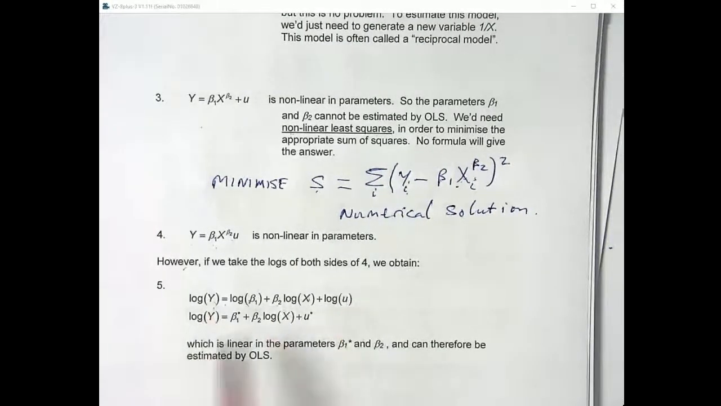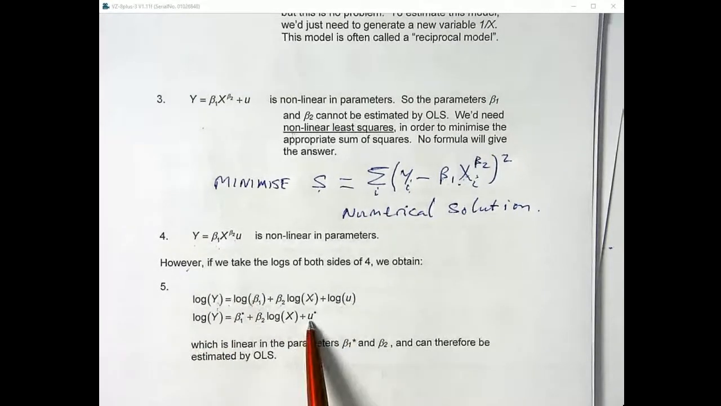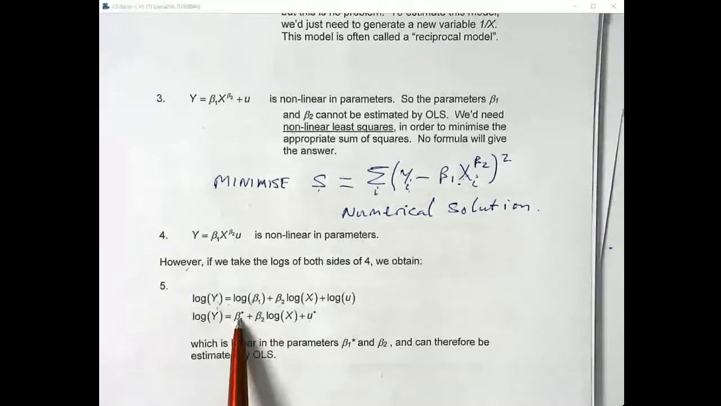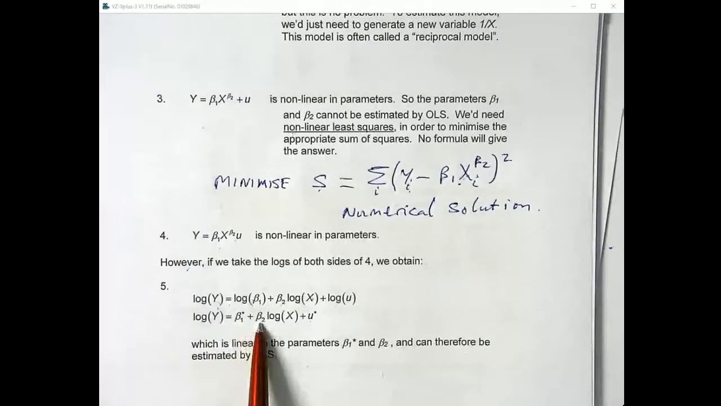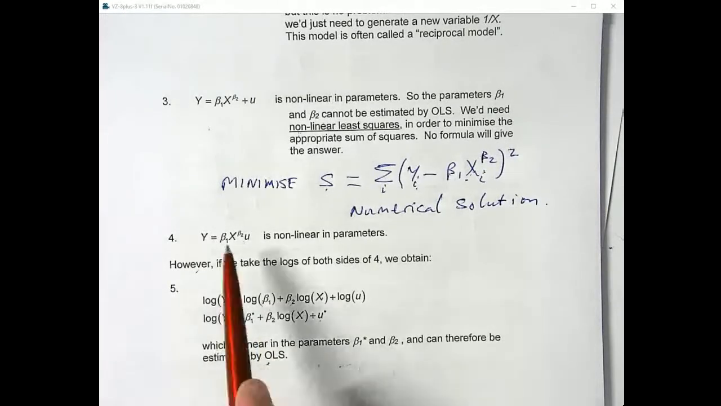Now this can be written differently. If we say that log beta 1 is just beta 1 star and log u is u star, then we have something that looks very like a linear regression. And this is linear in the parameters, beta 1 star and beta 2. So you can estimate these parameters using ordinary least squares. So this is quite important.